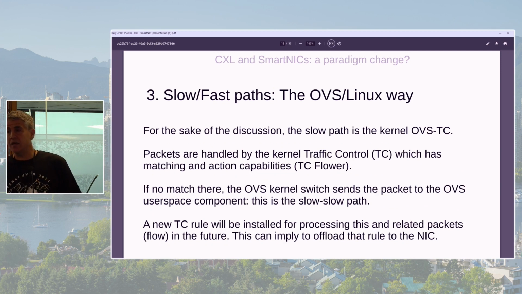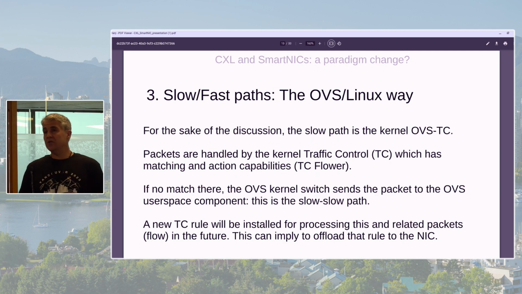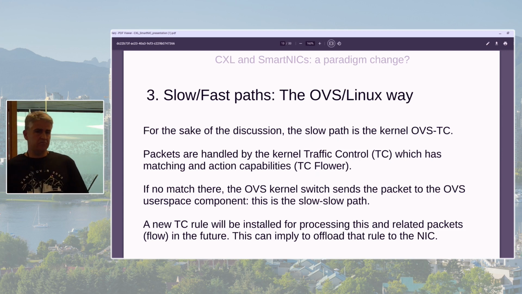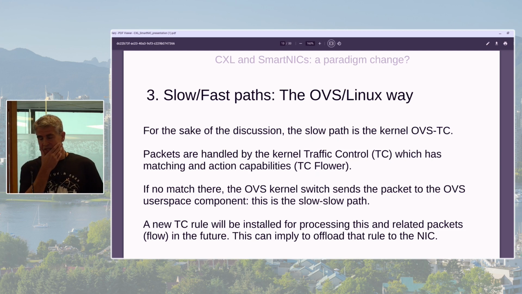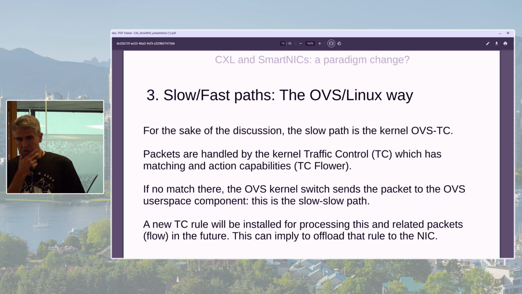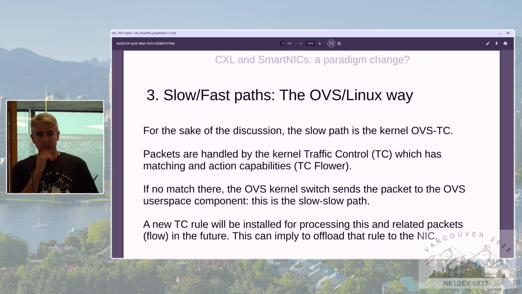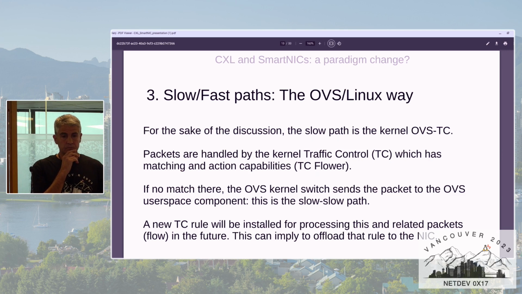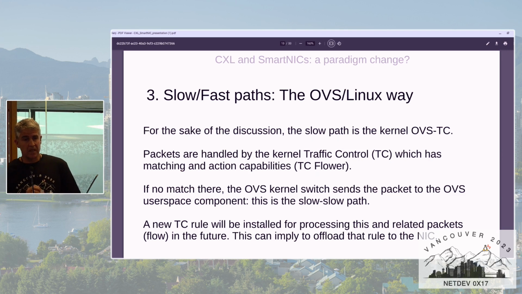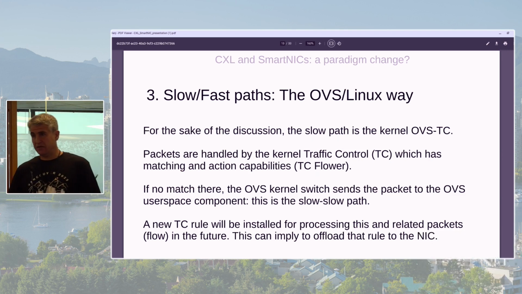And for the slow path, you talk about the kernel, you have the OVS-TC, or just for the sake of this presentation, there are other options. I think there are some cases where you can use eBPF for containers, things like this. I'm interested in the OVS-TC case, right? So I will talk about that in a sec. Well, yeah, so the slow path is through the Linux traffic control, and it is through the TC flower.